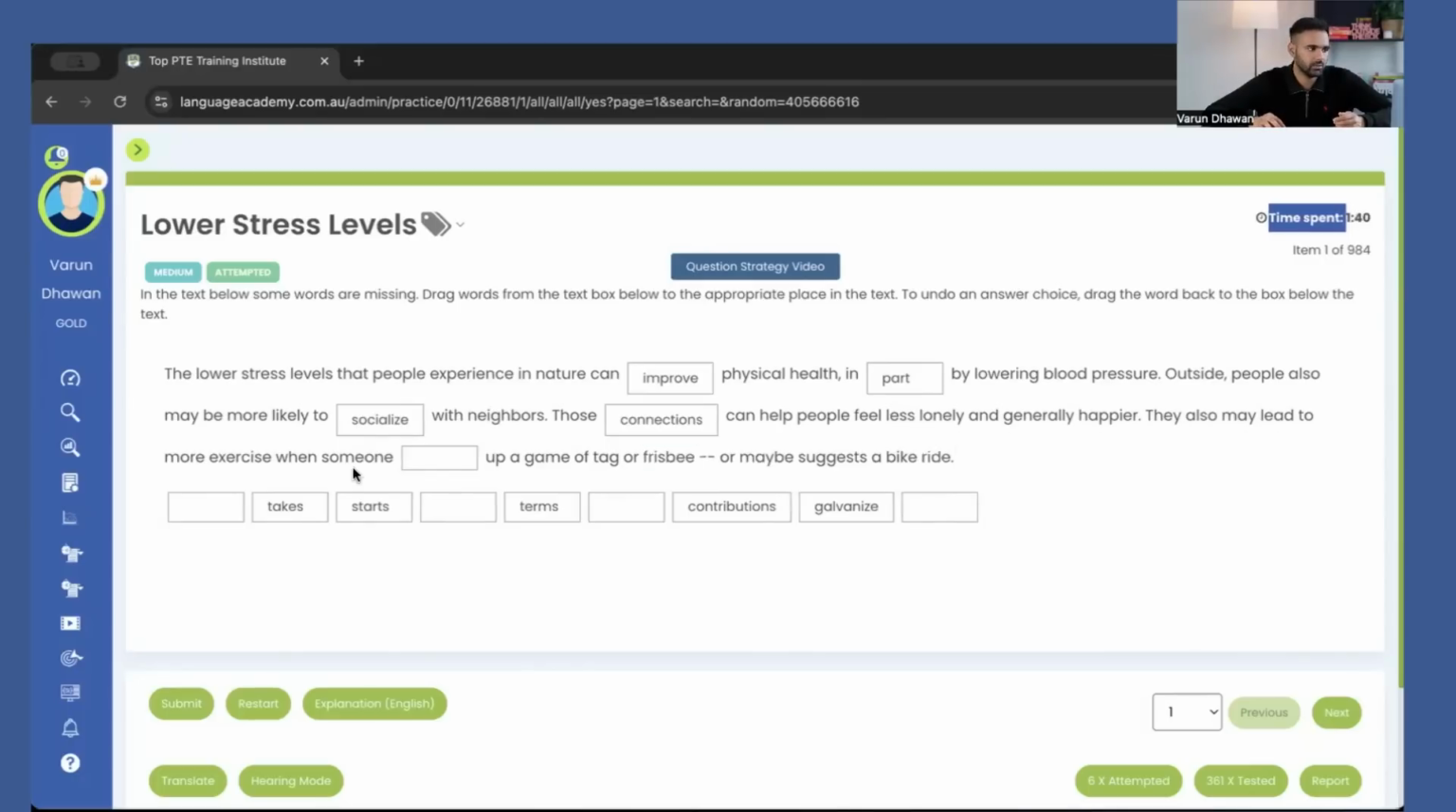They also may lead to more exercise when someone dash up a game of tag or frisbee, or maybe suggests a bike ride. When someone starts up a game, takes up a game, terms will not be the right answer. Contribution, galvanize will not be the right answer. Either takes up or starts up, right? So now you're confused between these two. These two are in the same form, meaning they both end with S. You have to select the word which is actually related to game. So when someone starts up a game of tag or frisbee, or maybe just a bike ride.